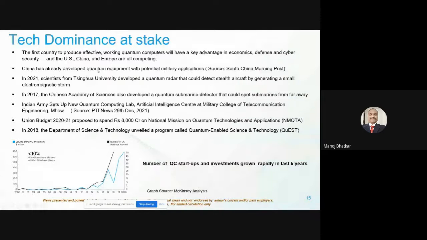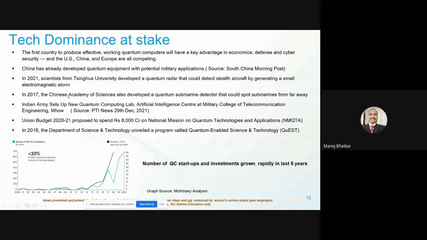China already claimed that they have developed quantum equipment, and it has a potential for military application. Again, coming from China itself, very rare. Scientists at Tsinghua University developed a quantum radar that can make stealth aircraft technology useless, because by generating a small electromagnetic storm, this particular quantum radar can actually spot stealth aircraft as well. And that is last year or this year's achievement.